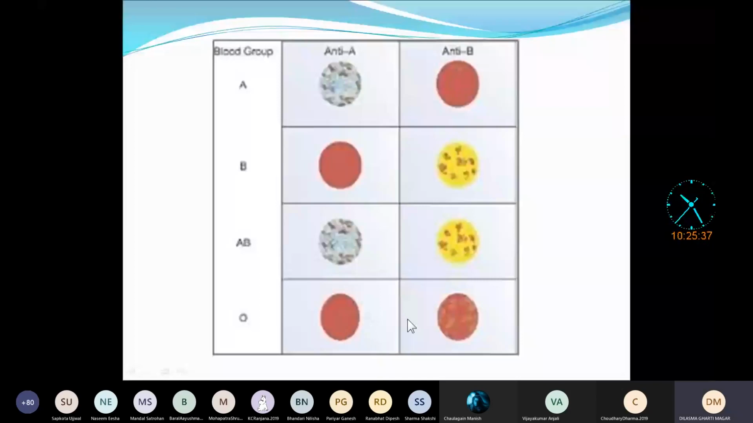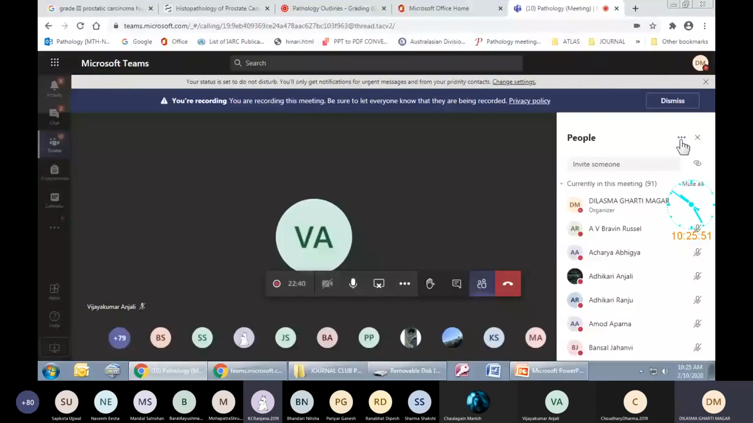Is there any clumping of the blood? No, isn't it? So there is no agglutination. That's why the blood group becomes O. Clear? Is it clear to you? Yes, ma'am. Okay.